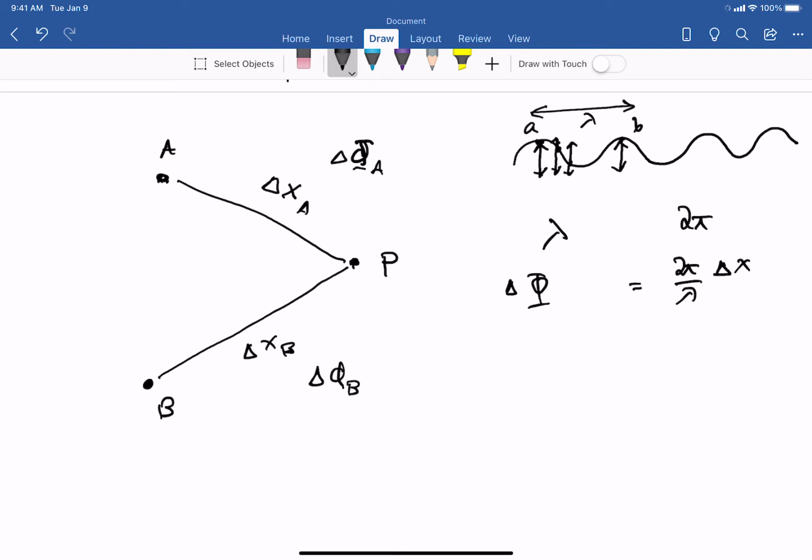So if P is equidistant from A and B, the waves will be in sync at P, right? If they will be in sync at P, there will be constructive interference at P. All right. Let's look at another example.